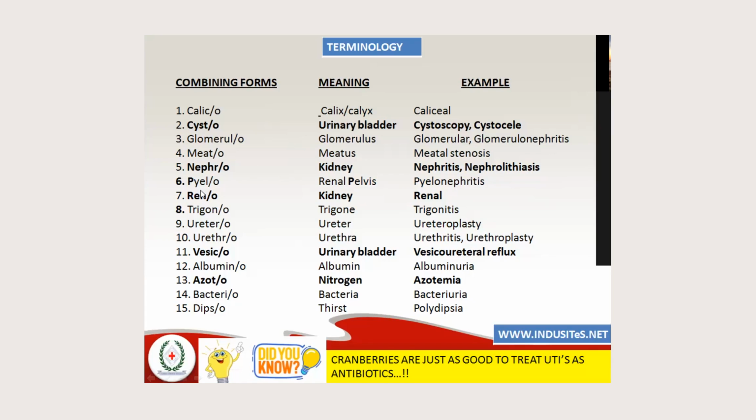All right. Next one is pyelo, that is renal pelvis. Please make a note of it. And example is pyelonephritis. So pyelonephritis is inflammation of the renal pelvis. So this P stands for pelvis. That's all. In that way you can memorize. So pelvis is part of the kidney anyway.